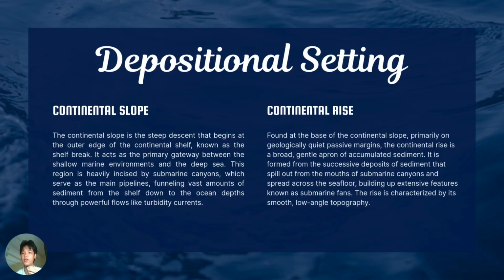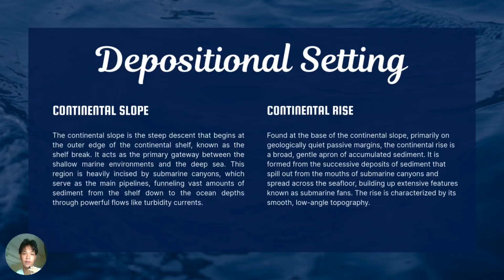The continental slope is best described as the steep underwater cliff that marks the true edge of the continent. It begins where the relatively shallow, flat continental shelf suddenly drops off. This slope is carved by deep submarine canyons, which act like giant pipelines, funneling vast amounts of sediment from the continent down into the deepest parts of the ocean.